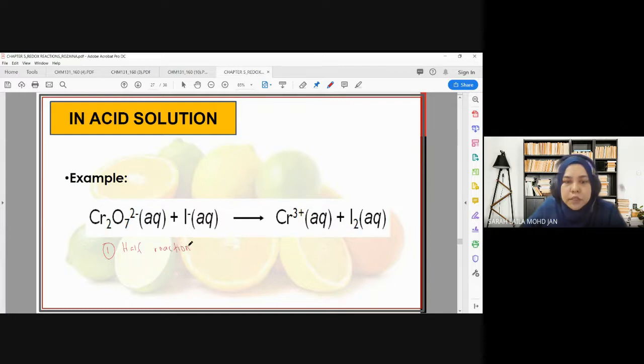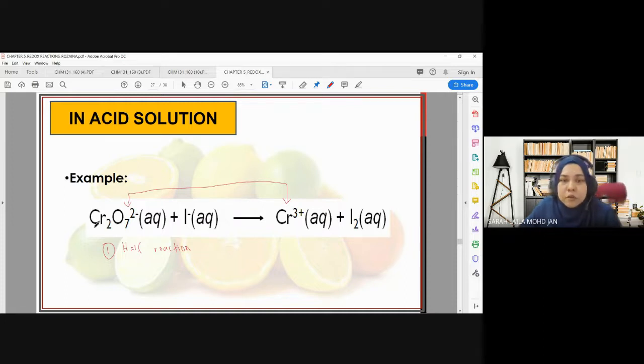Okay, siapa yang ada nota tu boleh salin lah. Okay, so macam mana buat half reaction? To do this half reaction, first we have to identify dia punya pair before and after the reaction. Look at the obvious atom ataupun obvious element yang appear before and after.